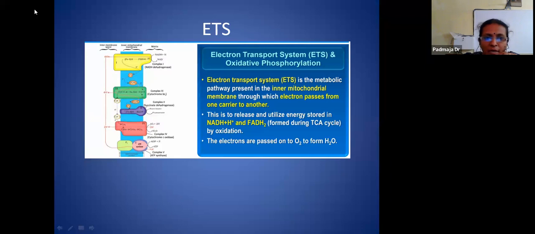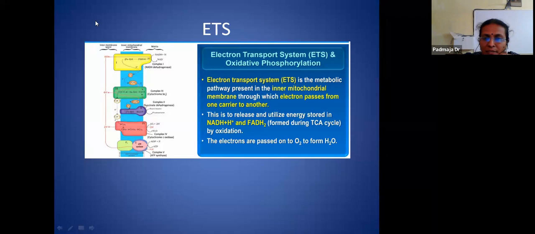Here the inner mitochondrial membrane is also called the cristae. That means this membrane is going into a number of finger-like projections. They are called the cristae. And here this electron transport chain is taking place on the cristae of the mitochondria, and the space between the outer mitochondrial membrane and inner mitochondrial membrane is called the intermembrane space.